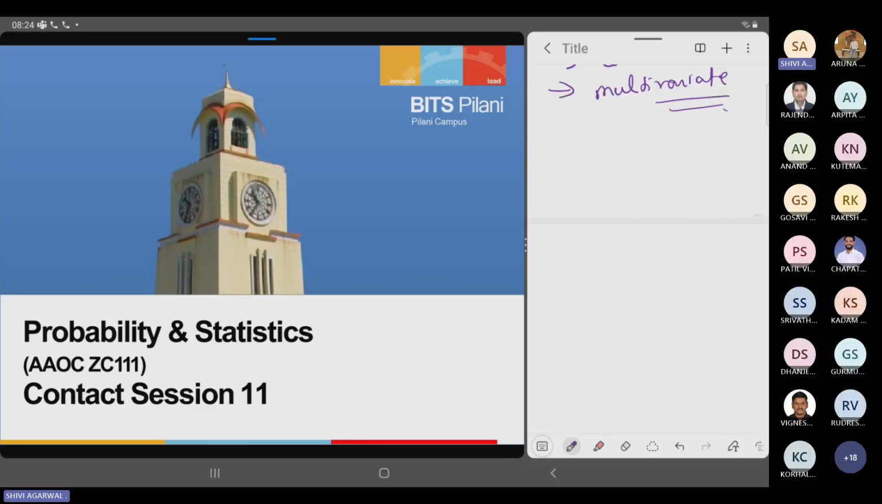I replied to it, Mr. Nilesh, about your mail. Check the mail. I replied to it. Have you received it, Mr. Nilesh? So you just do the calculation.